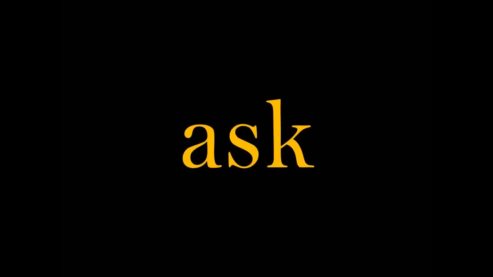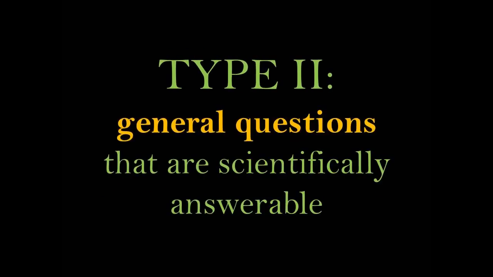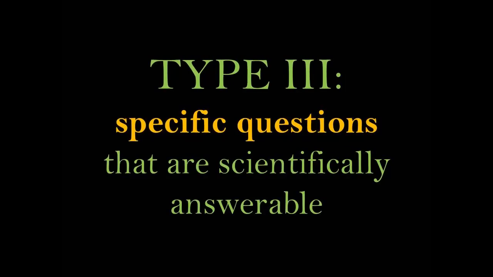We are focusing on how to ask a question. Type 1 questions, those that cannot be scientifically answered, and Type 2 questions, general questions that are also called background questions, were covered in the previous lecture. Right now we're talking about Type 3 questions.